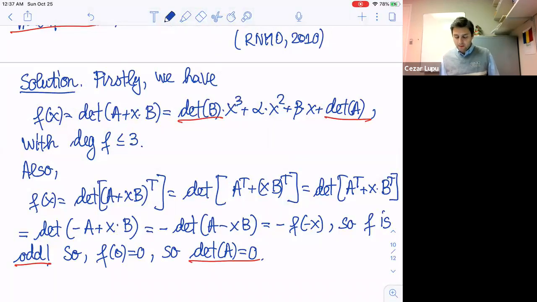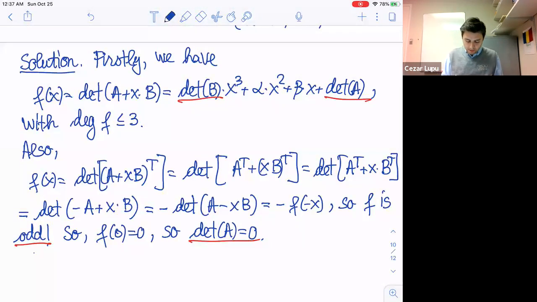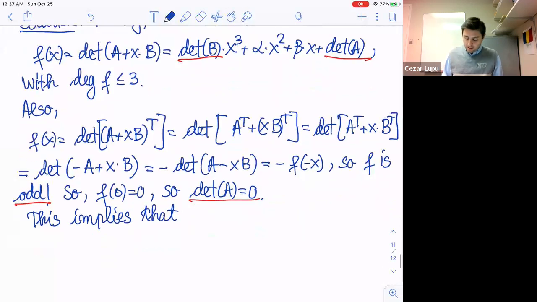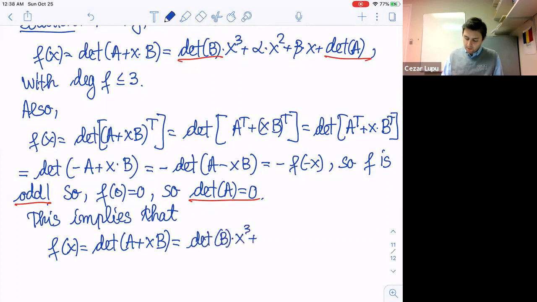And now our polynomial, so this implies that f of x, which is the determinant of A plus xB, is nothing else. So the last coefficient is gone. It will be the determinant of B times x cubed plus alpha x squared plus beta x.